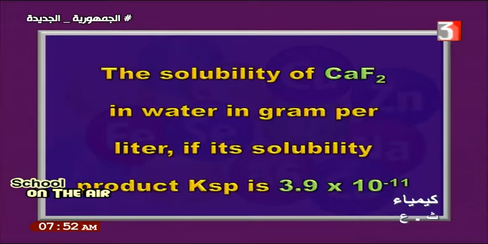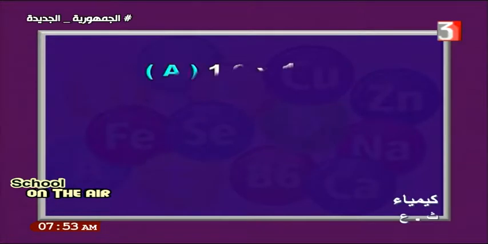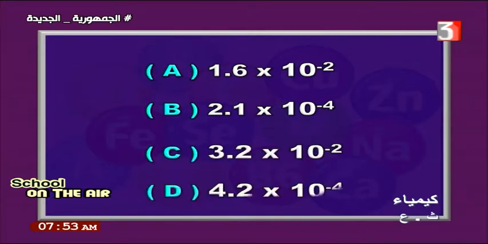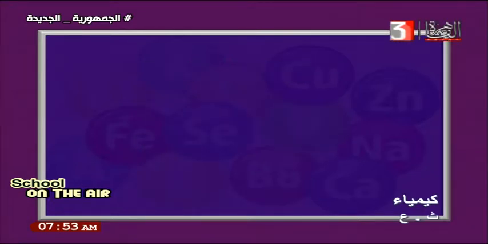Next problem. The solubility of calcium fluoride in water in gram per liter if its solubility product Ksp is 3.9 times 10 to the power negative 11. Is it choice number A or B or C or D? If you solve the problem, it will be choice number A. What is the solution of this problem?